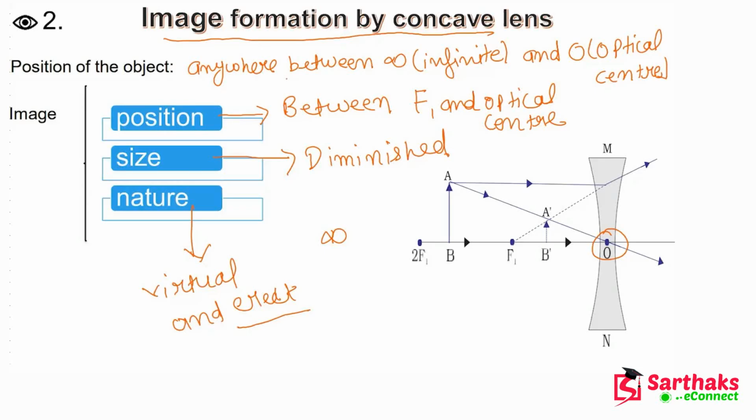Here we don't need to discuss more cases because there are only two cases in the case of a concave lens. But when we talk about a convex lens, there we had to study six cases. Here we just have two cases, so it is easy to remember. Now let's move on to the next slide.